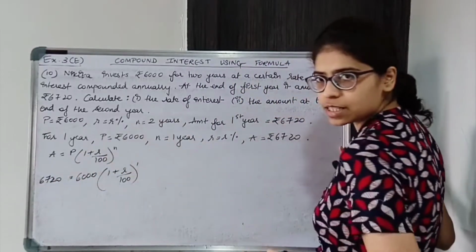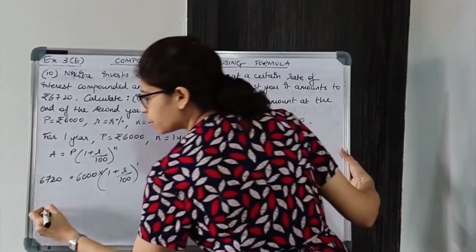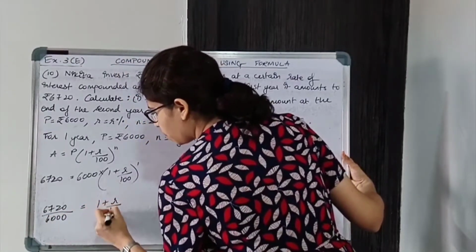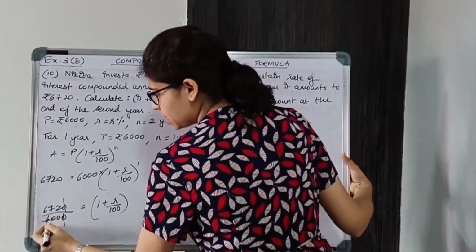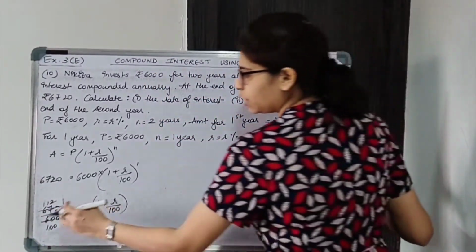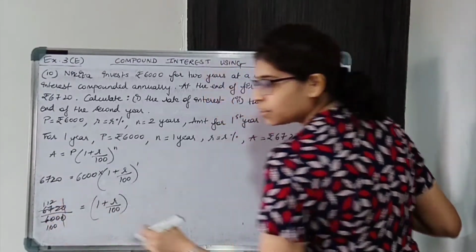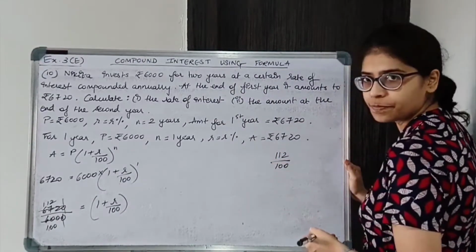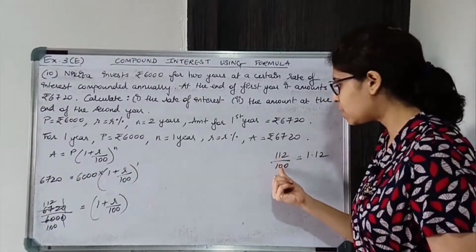Shifting 6000 on the other side. Here it is in multiplication in the numerator, so when you shift on the other side, it will go in the denominator. So 6720 upon 6000 is equal to 1 plus R upon 100. 0 0 will get cancelled. 6 hundreds are, 6 1s are and 12s are. So we get 112 upon 100. Now 112 upon 100 is a fraction, which I can write in decimal form. It will be 1.12, putting the decimal point after 2 places because 2 zeros here.